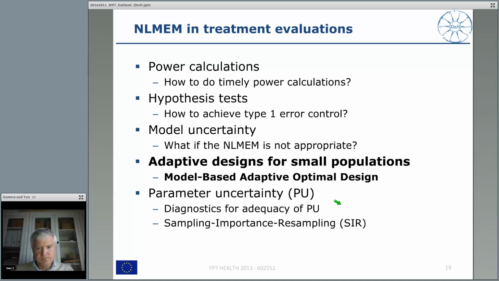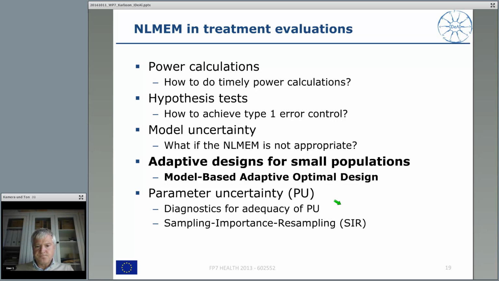So I mentioned in the beginning that it is desirable to analyze data using nonlinear mixed effects models because we make use of all the information, or at least more information than just end-of-treatment data. But of course, the best situation is if we can design the trial to provide maximum information for the intended analysis. And if that is a nonlinear mixed effects model, that's of course what we would like to design for. And with small populations, the call for adaptive trials is even larger, as we want to maximize the information content in each individual.